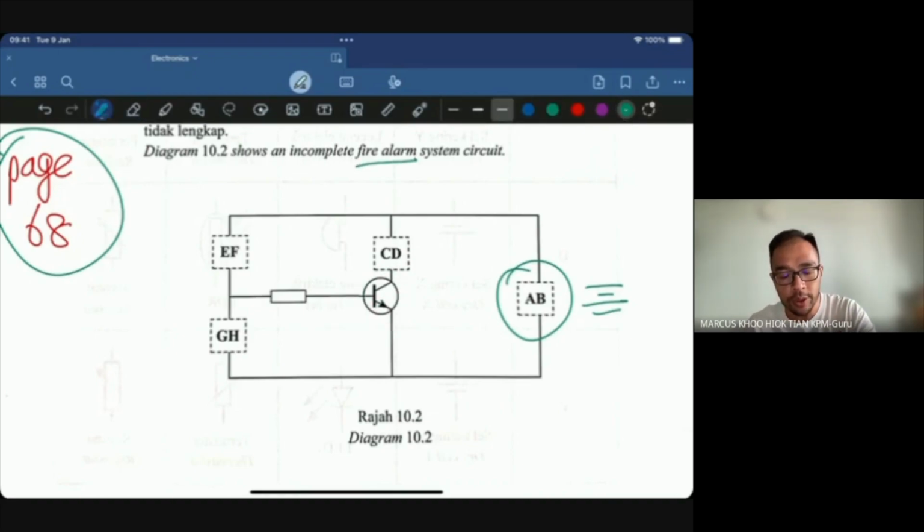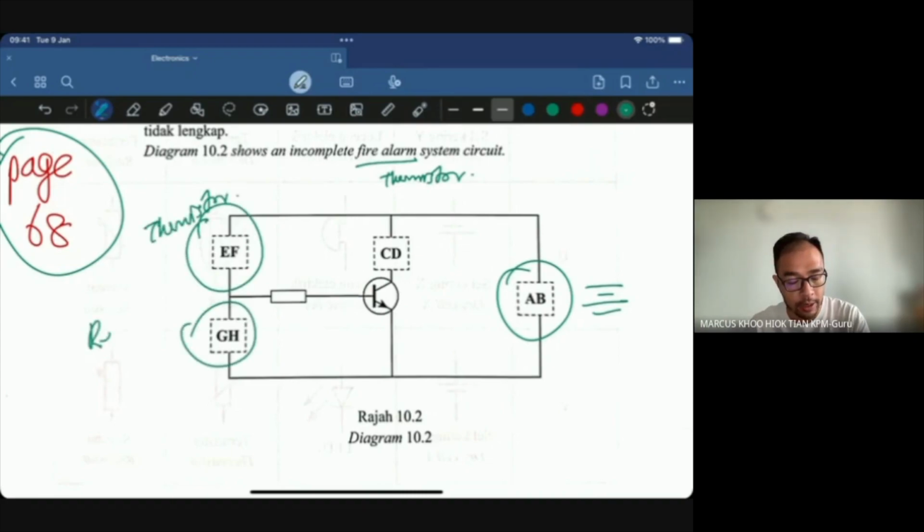Fire alarm means you need a thermistor. And the thermistor, we put it up here. So here should be the thermistor, and therefore down here should be a rheostat, a rheostat or resistor. No, sorry, resistor. A standard resistor. And then over here, since it is an alarm, you want to have an alarm.